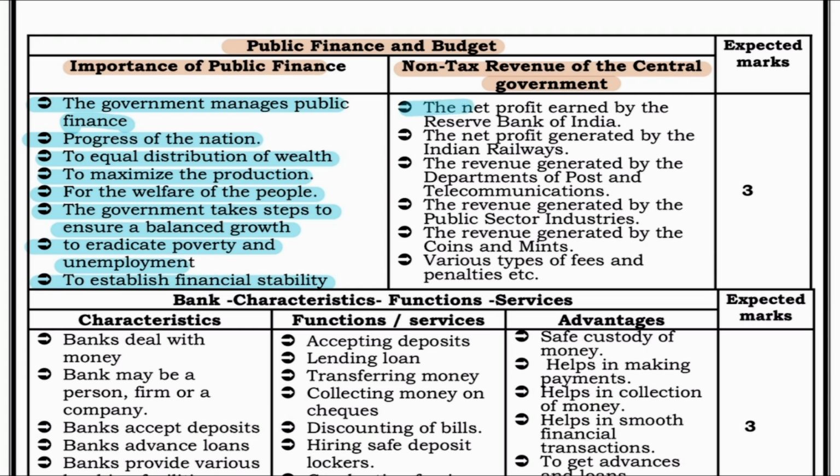The net profit earned by the Reserve Bank of India. The net profit generated by the Indian Railways. The revenue generated by the Departments of Posts and Telecommunications. The revenue generated by public sector industries. The revenue generated by coins and mintage. Various types of fees and penalties, etc. For 3 marks question.